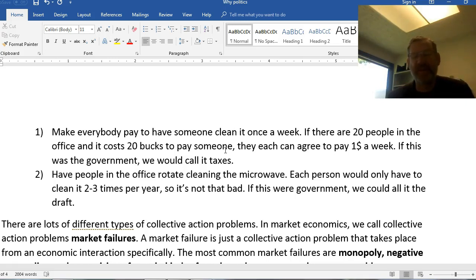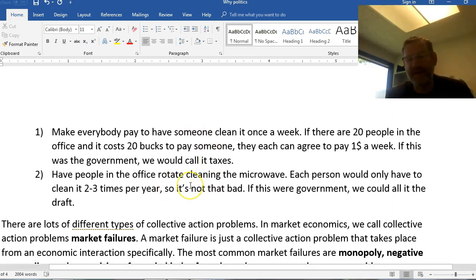Or we could have people in the office rotate cleaning the microwave. Each person would only have to clean it a couple times a year, so it's not that bad. If this was the government, we might call it the draft. Kind of randomly drafted to go fight or not, okay?